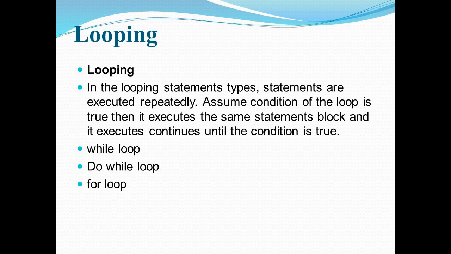Now let us look at the looping statements. Looping statements are used to execute or run a block of statements again and again until a particular condition is satisfied. In embedded C, we have three kinds of loop statements. The first one is called a while loop. The next one is called a do while loop, and the next is called a for loop. Now let us study these loops one by one.